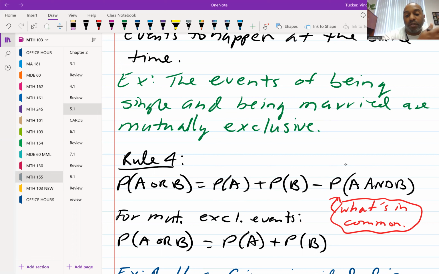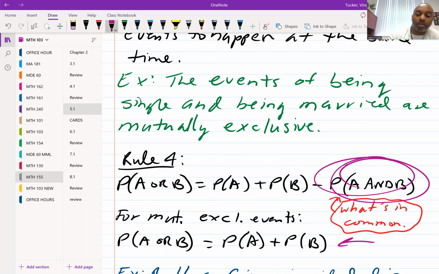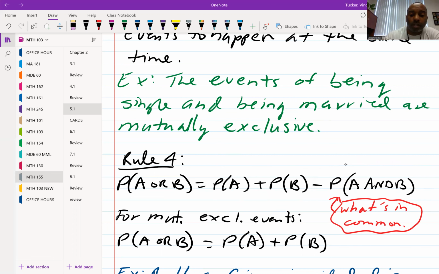Mutually exclusive events do not have anything in common, so they don't have this piece over here. That's why you just add the probabilities together, because there's nothing in common, which is what we did with the single and married in the other example.